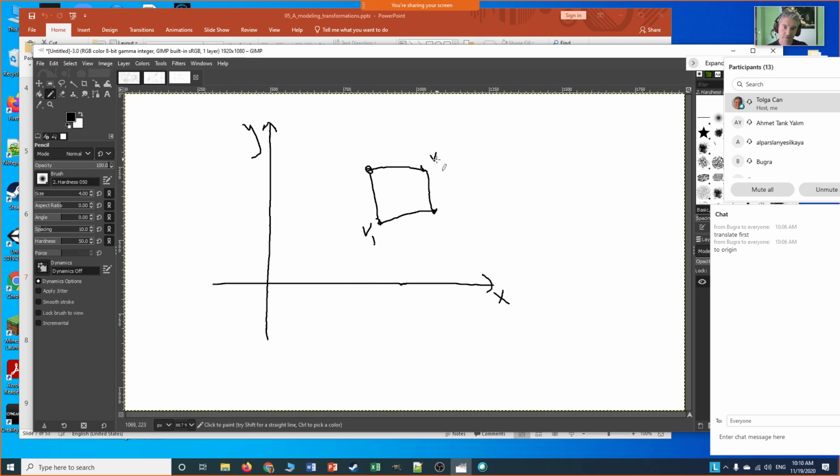This is v1, this is v3. The reflection will appear something like this. This is v1 and this is v3. As you can see, its reflection is not just translation. Although it's a square, the effect seems to be like this. v1 is here, v3 is here.